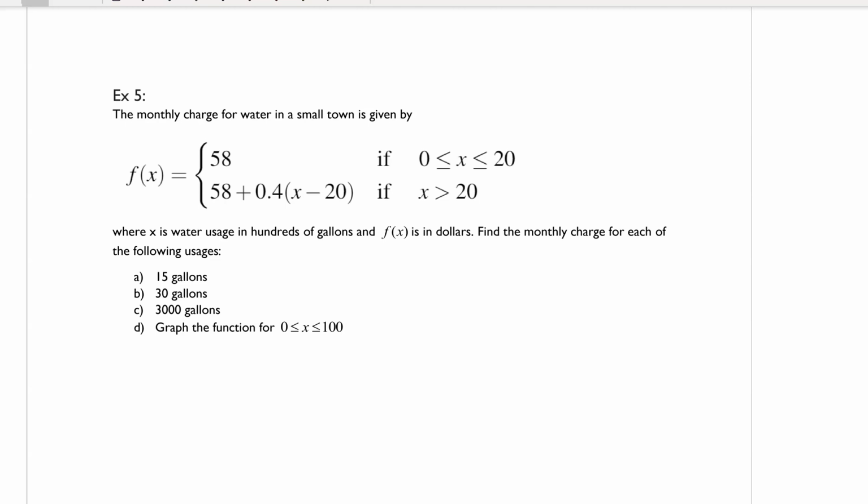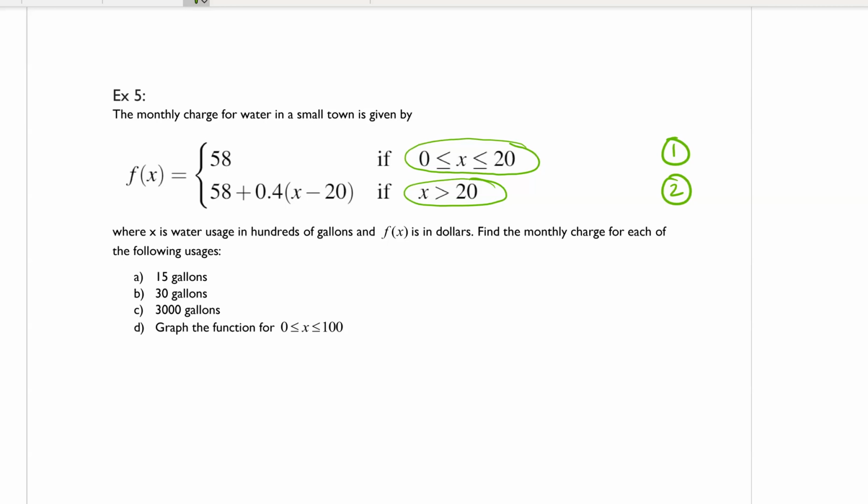Find the monthly charge for each of the following usages. Okay, so we want to find out the charge if the water usage is 15 gallons. We have these two intervals here: if x is between 0 and 20, or if x is greater than 20. So again, we have these sub-functions, 1 and 2.